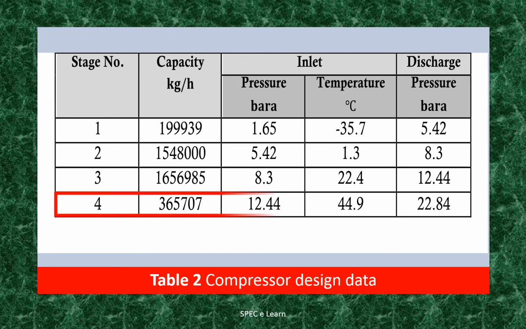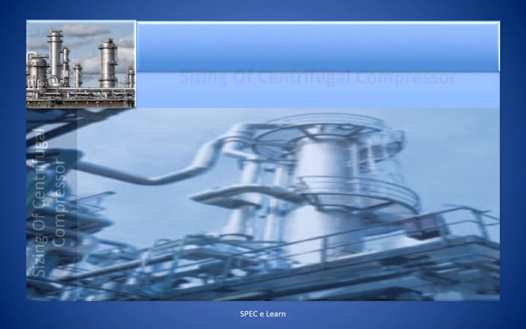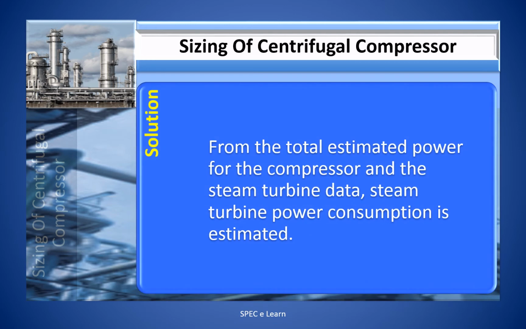The final discharge pressure is decided by the available cooling water temperature. The cooling water supply is 38 degrees centigrade and the return is 48 degrees centigrade. In the worst case scenario, the temperature can go to 55 degrees centigrade. Accordingly, the final discharge pressure is fixed. From the total estimated power of the compressor and the steam turbine data, the steam turbine power consumption is estimated.